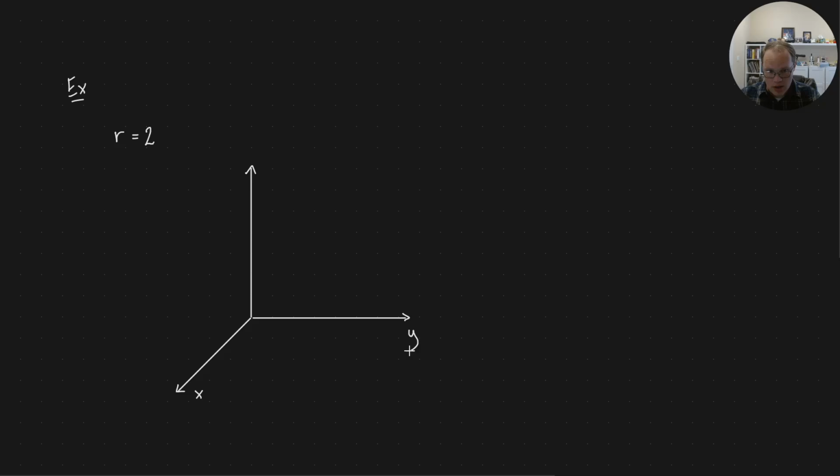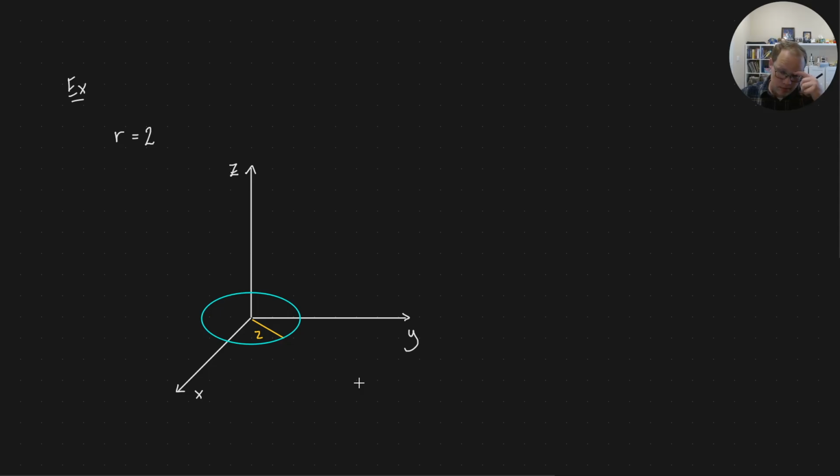So x, y, z. My radius is 2, so that means as I go out from the z-axis, I want to go out 2 units. Okay, so I want to go out 2 units. Let's say that's 2 units out. But because theta could be anything, I could go around and point in any direction I want. Go around wherever I want to be, because that angle theta could be anything.